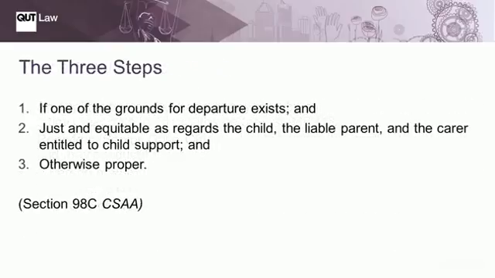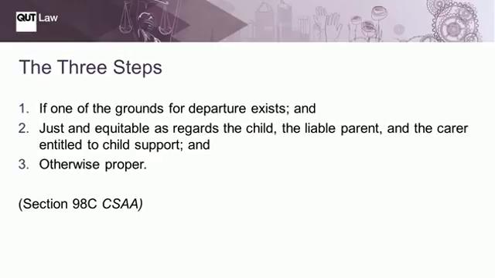In order to be successful in an application under Part 6A, the applicant has to demonstrate each of the matters contained in Section 98C of the Child Support Assessment Act. They are, firstly, that a ground, that is a reason, for departure or change exists. If this ground or reason is made out, then the application can proceed further. Without this ground or reason being established, the application must fail.